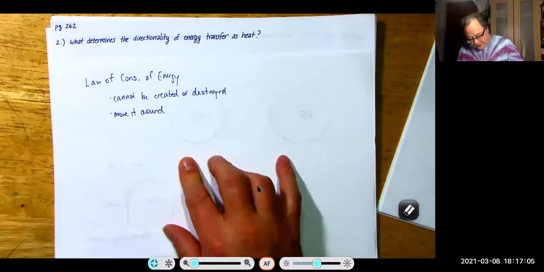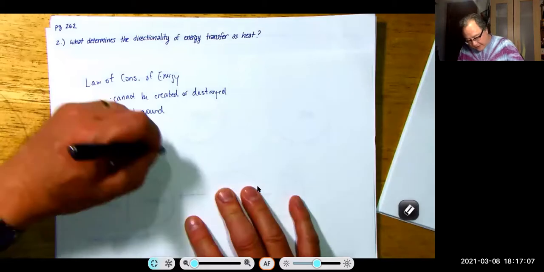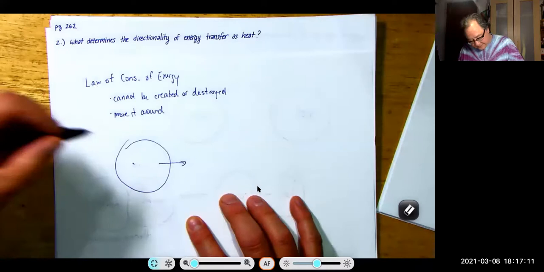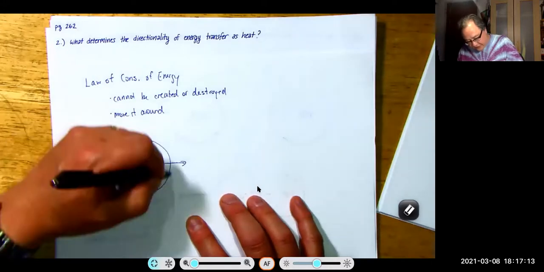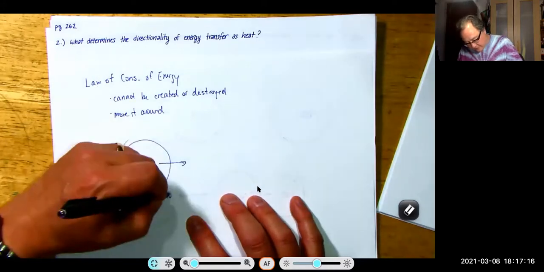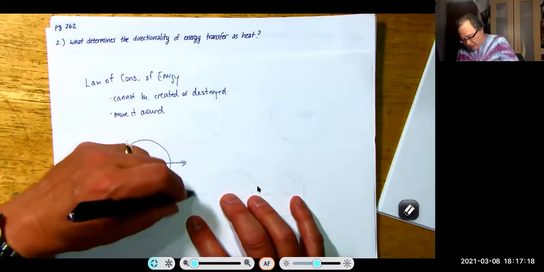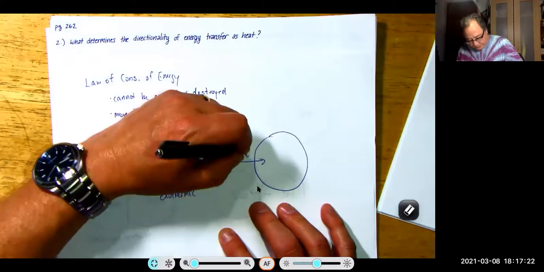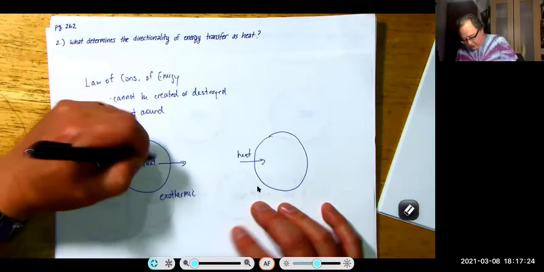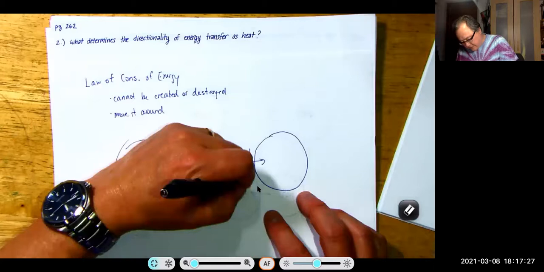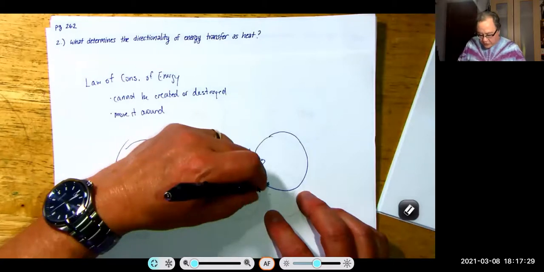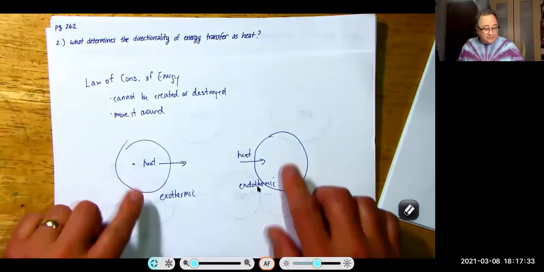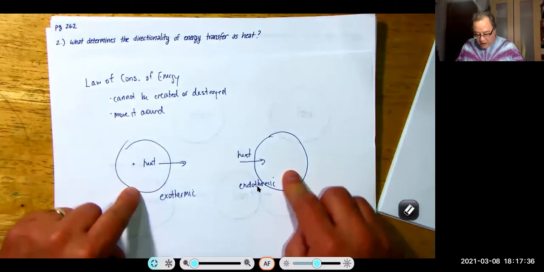All right. So we have terms for heat flow. If you have an object and heat is flowing out of the object, we call this exothermic. If you have an object and heat is flowing into it, we call this endothermic. This is relative to this object. All right. Now, what happens when we put hot and cold together?